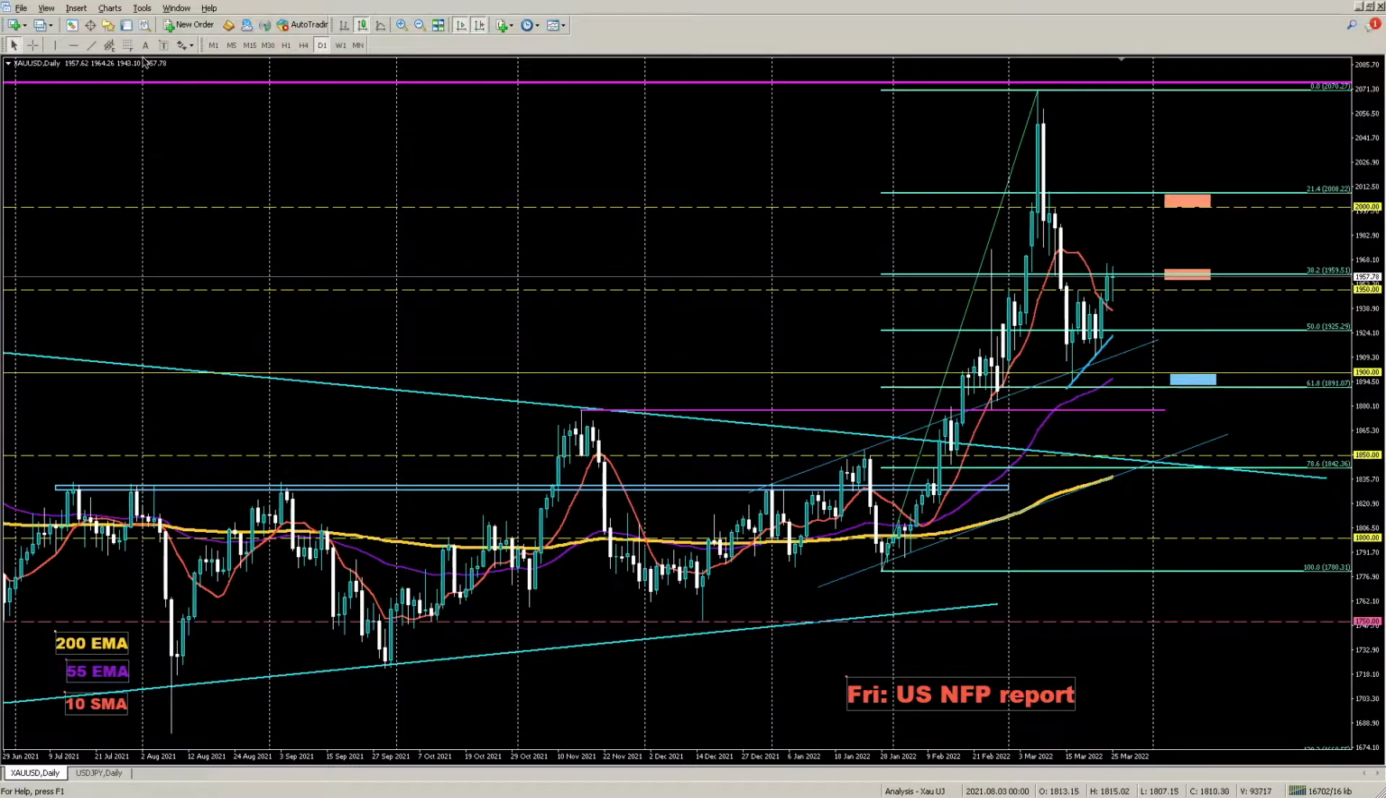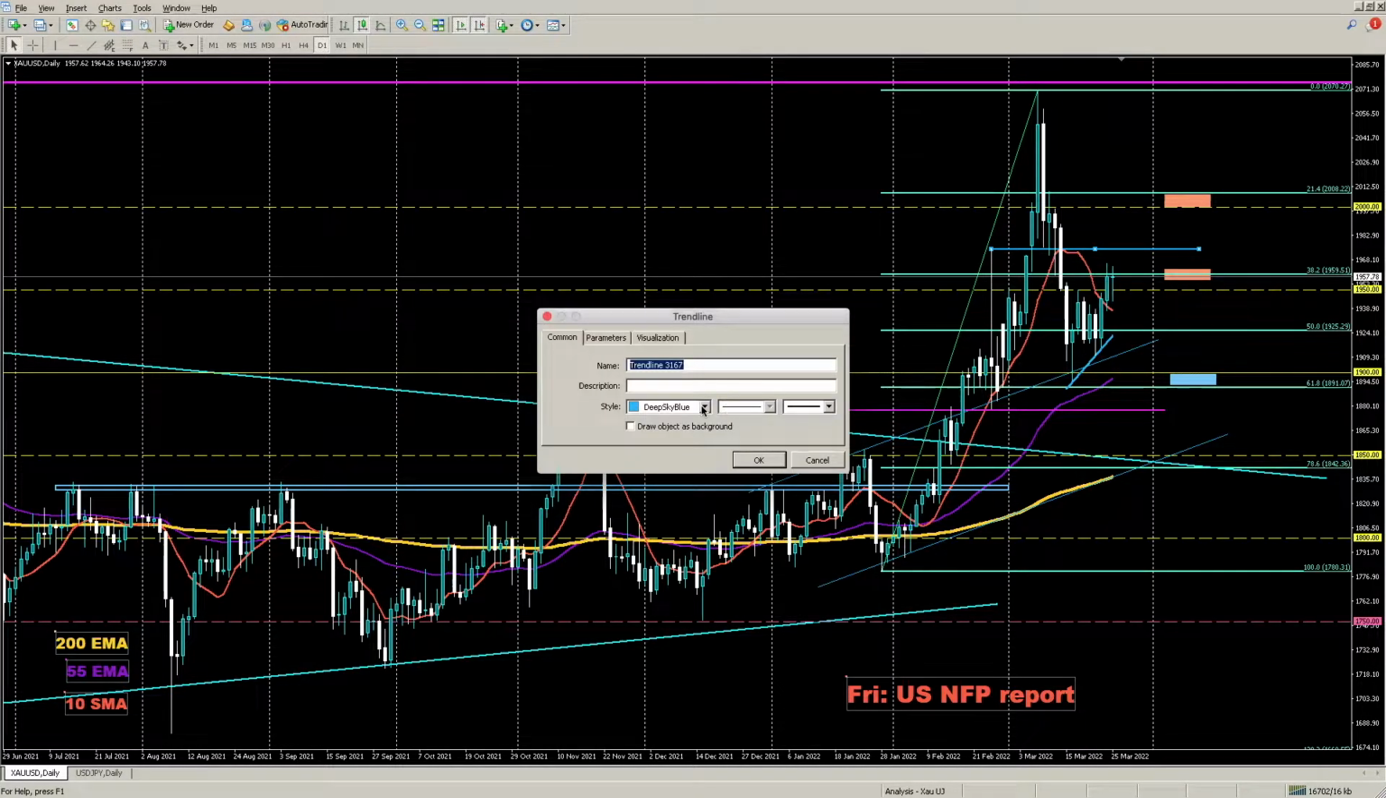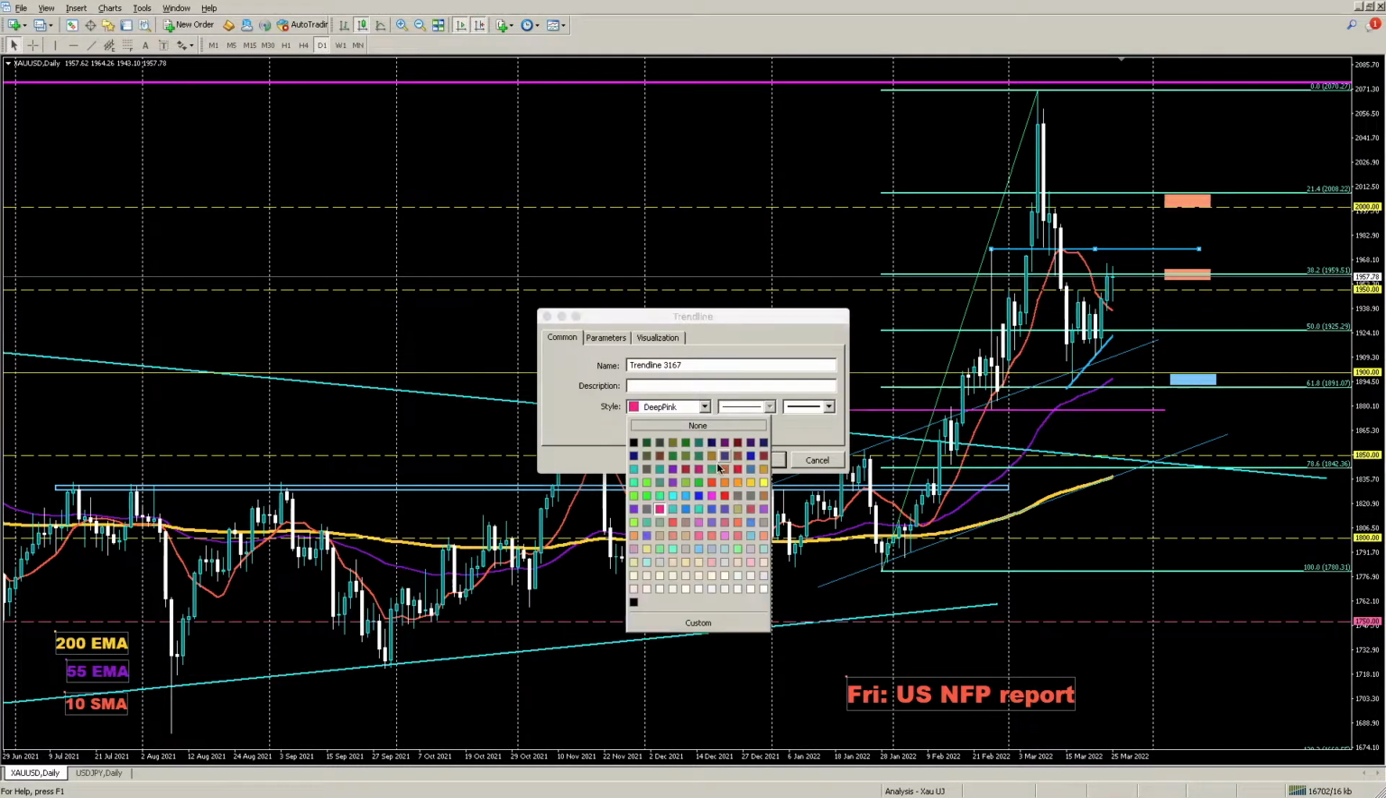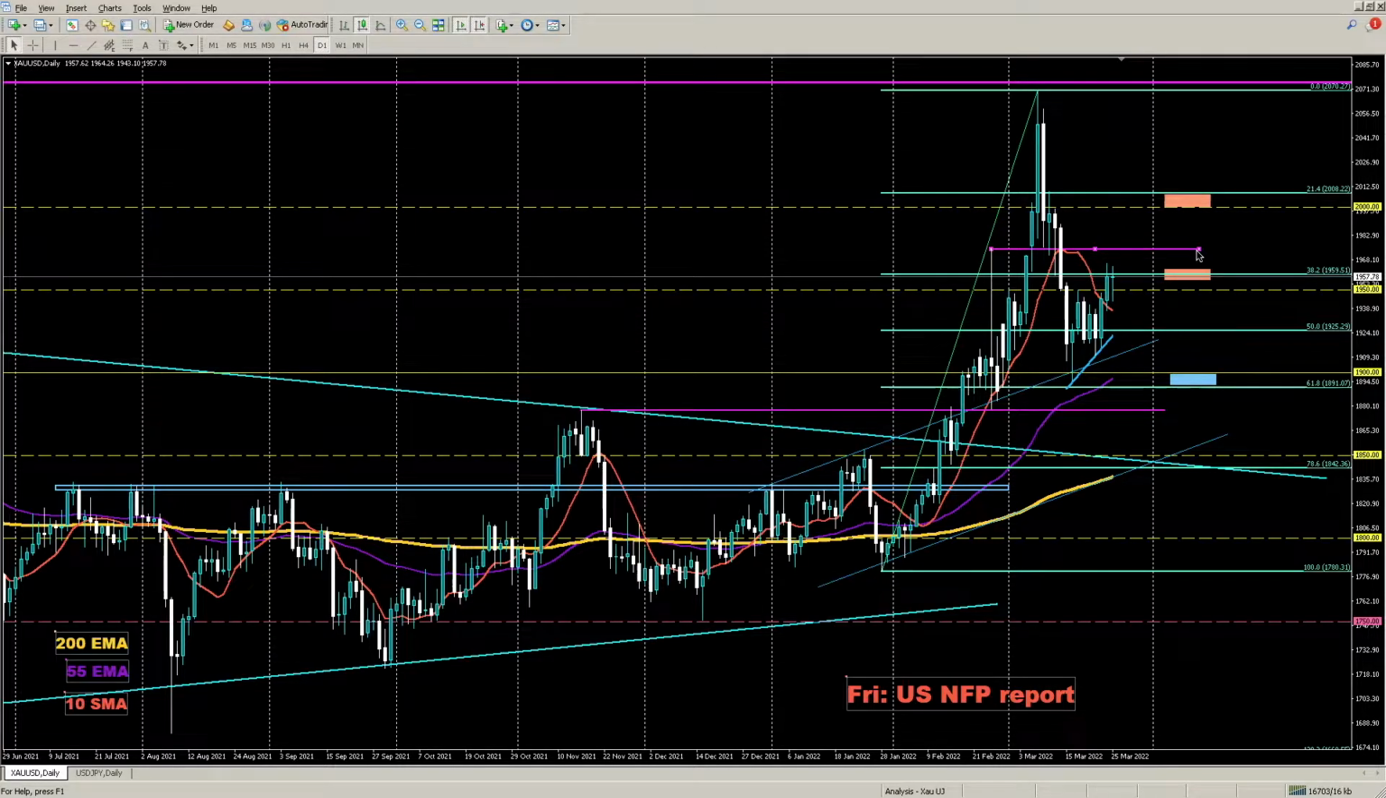All right, we could also add this as a resistance wick here, and that is at 1974.41. So it could squeeze the price inside an ascending triangle.